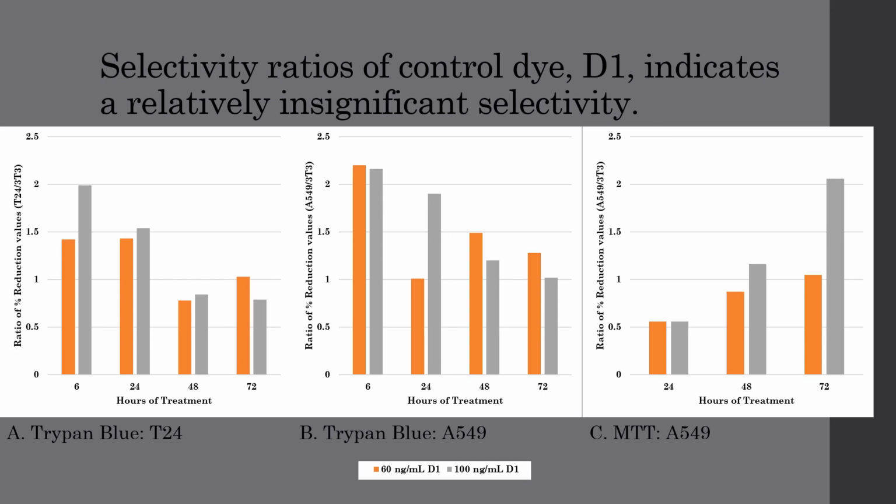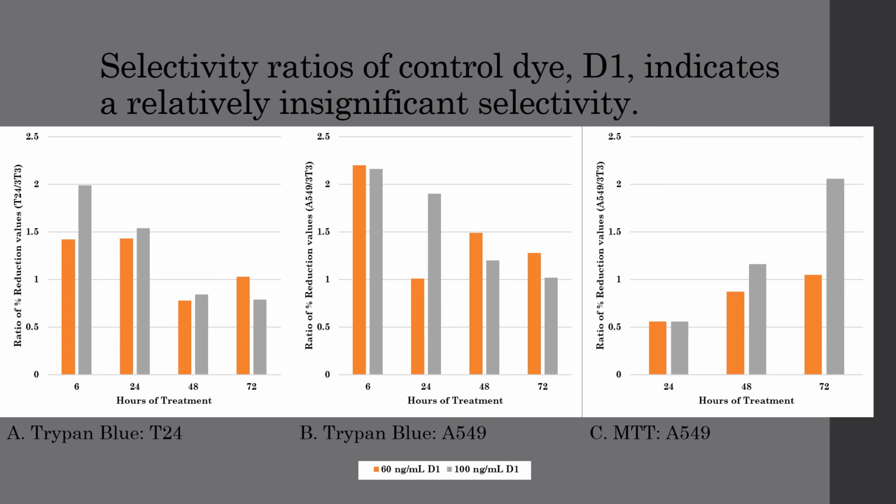Figure A shows selectivity ratios of T24 human urinary bladder carcinoma cells from the trypan blue exclusion assay. Figure B depicts the ratios of A549 human lung adenocarcinoma cells from the same assay, while Figure C shows the results from the A549 cells in the MTT assay. Ratios below 1 indicate that more non-cancerous control cells were killed than cancerous ones. This is seen in the second half of treatment for the T24 cells in Figure A, and for the first half of treatment in the A549 cells in Figure C.